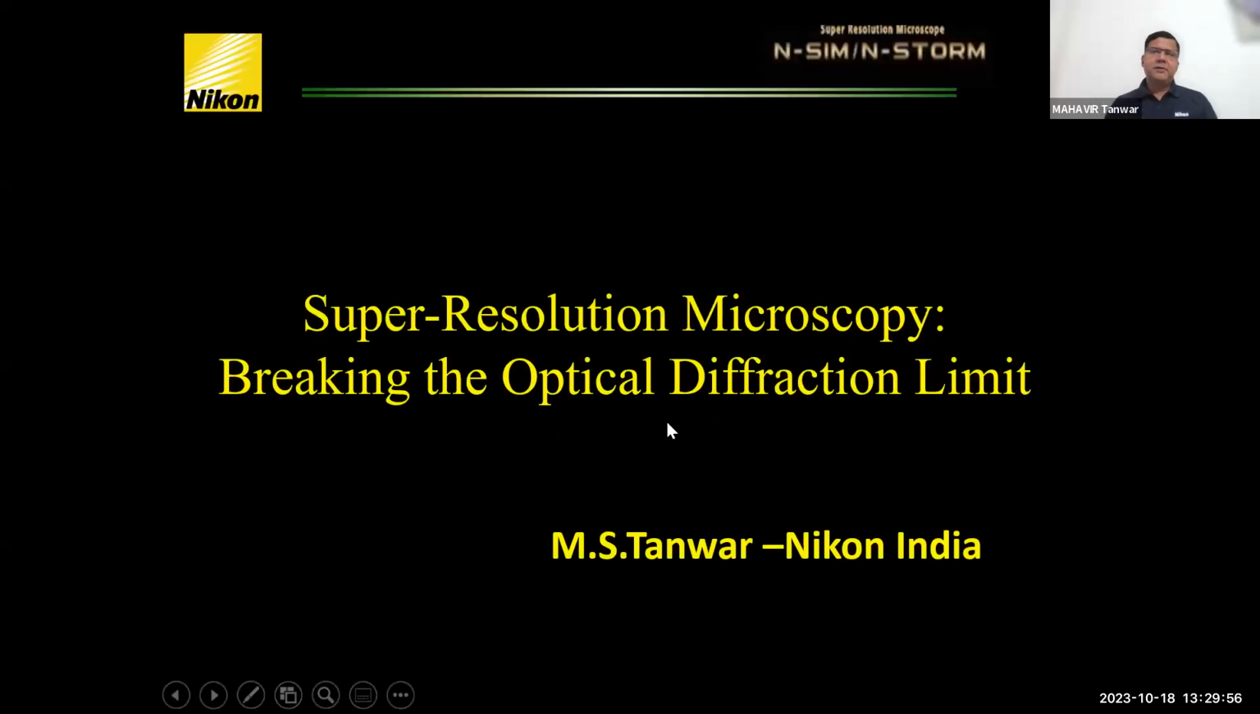So this is the next topic. We saw fluorescence and we saw confocal. Now what is above that is super resolution microscopy. There are various methods, and why do we need super resolution microscopy? To resolve better. When I say resolve, I mean how well I can separate out two points. So the topic of this presentation is super resolution microscopy, breaking the optical diffraction limit.